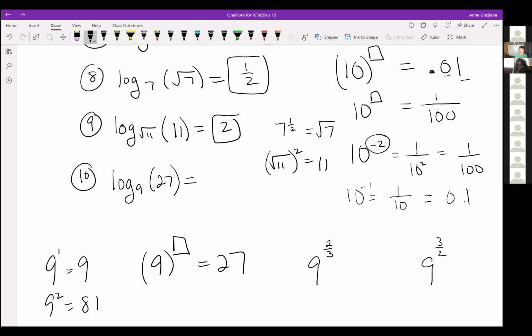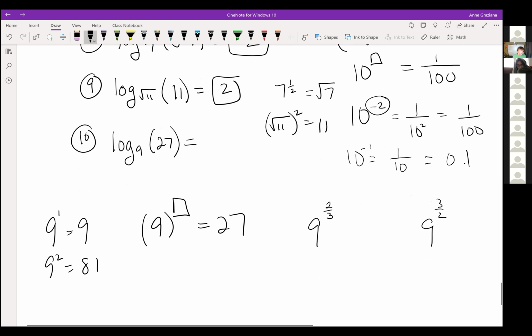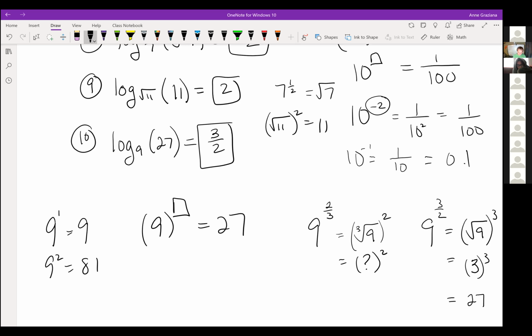Okay. Yeah, so look at the difference of what these two things say. If I say 2/3, it's a cube root of 9 squared. Well, 9 doesn't cube root well. I don't know what the cube root of 9 is. But this one says the square root of 9 cubed, which is, what's the square root of 9? 3. What's 3 cubed? 27. So the exponent on 9 would be 3/2. That is correct.